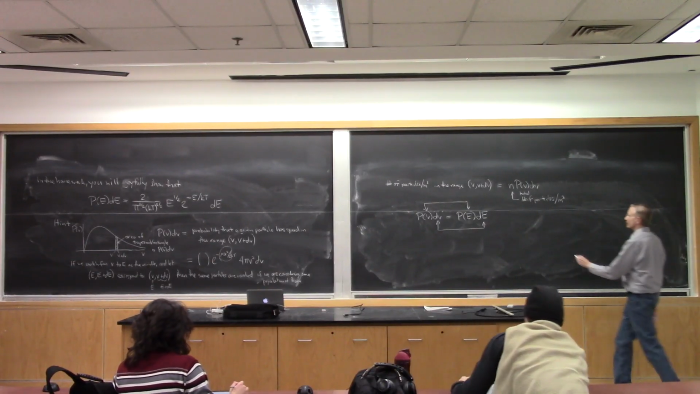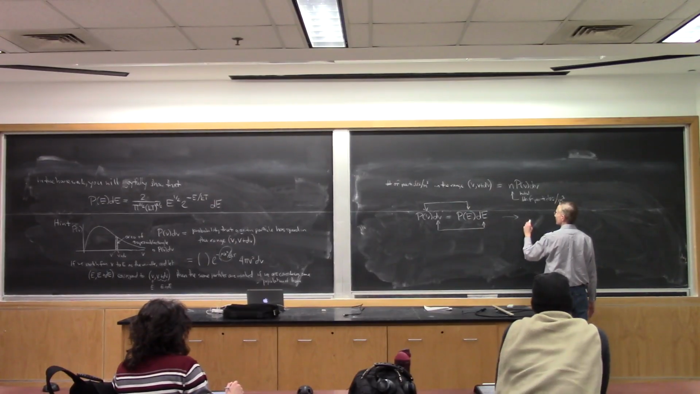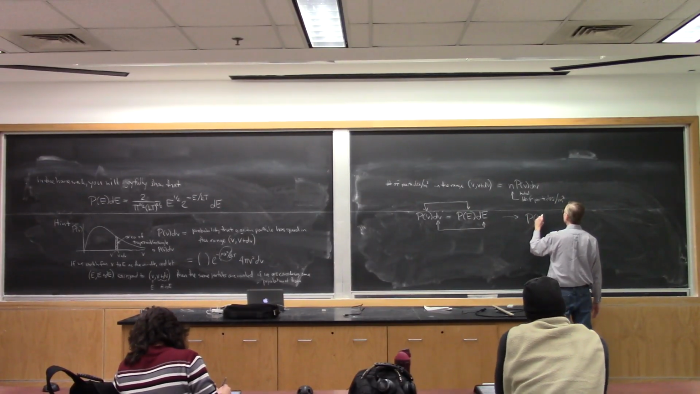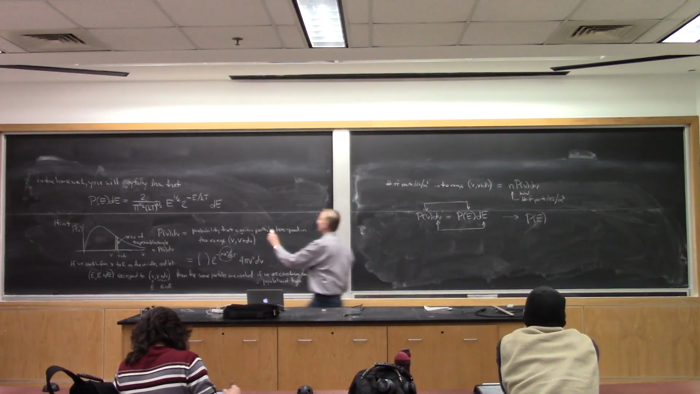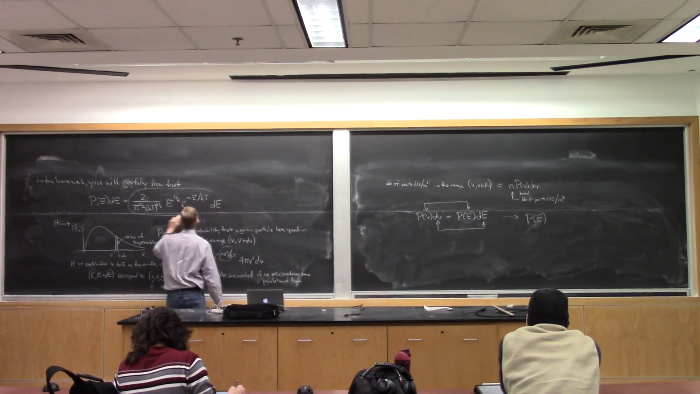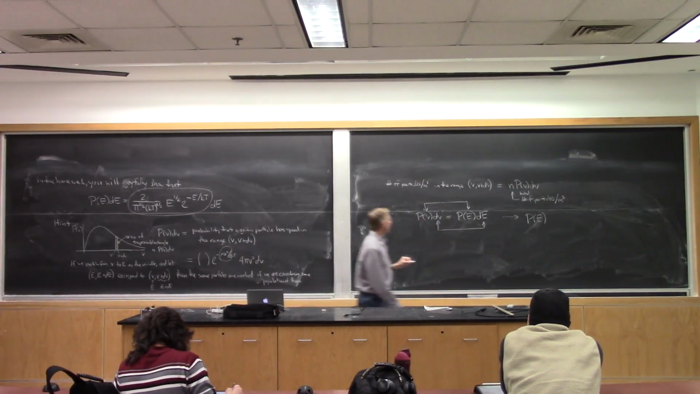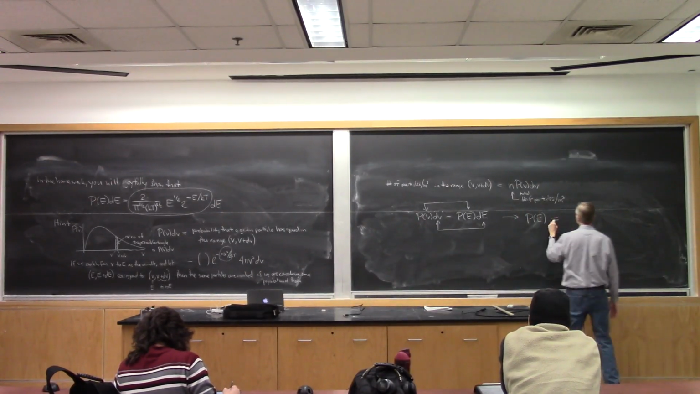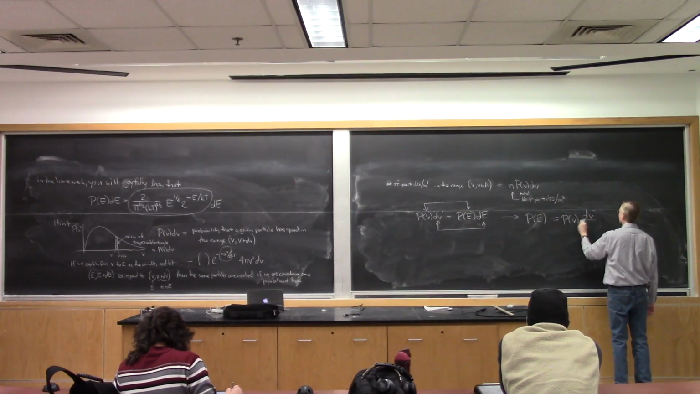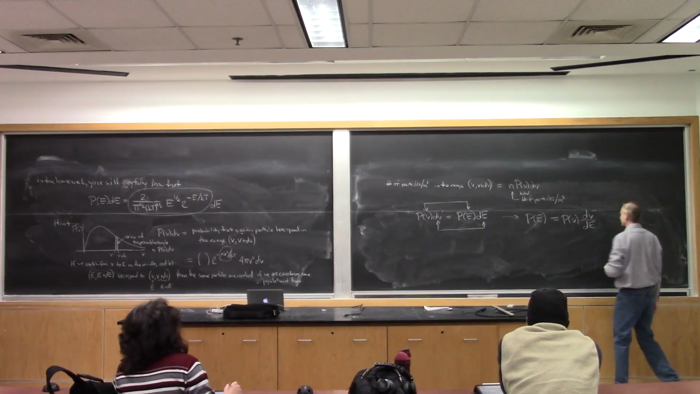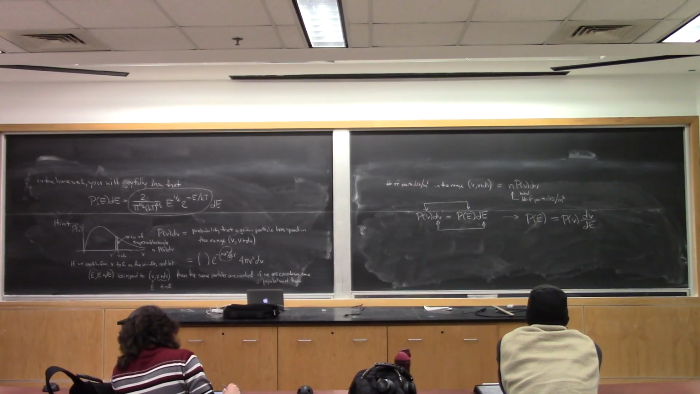Or in other words, this says that P of E, the thing that you're looking for, this is P of E right here, is equal to P of V times the derivative of V with respect to E.